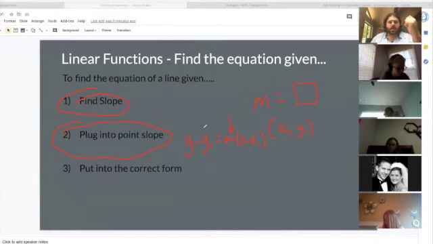So if they say, put it in this form, that's fine. We put it in whatever form they want. So the third thing is put it in the correct form. Usually it's mx plus b, but it doesn't have to be. So just watch out for your answers to see which one they want you to put it in.